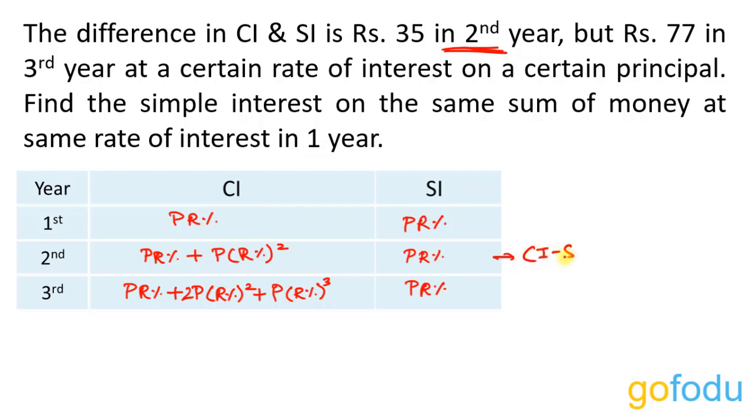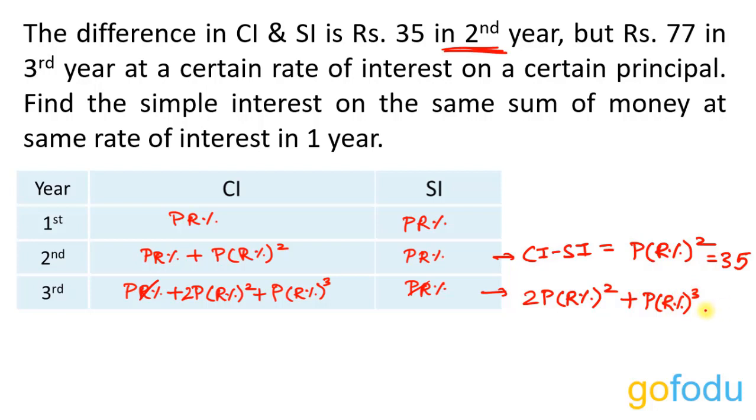CI minus SI for second year is what? PR percent and PR percent will get cancelled. This is PR percent whole square. PR percent whole square is equal to 35. This difference is equal to 35. And difference for third year: for third year, PR percent and PR percent will get cancelled again, and we get 2 PR percent whole square plus PR percent whole cube. This is equal to 77. This difference is equal to 77 for third year.